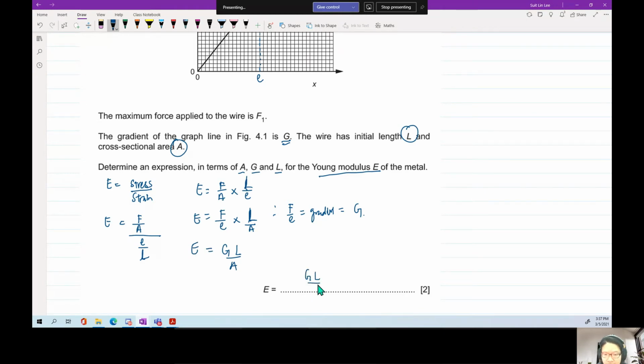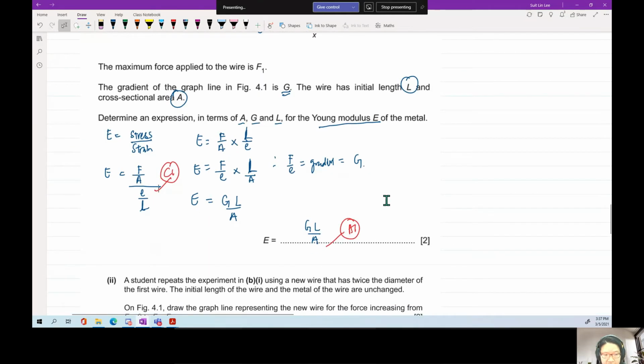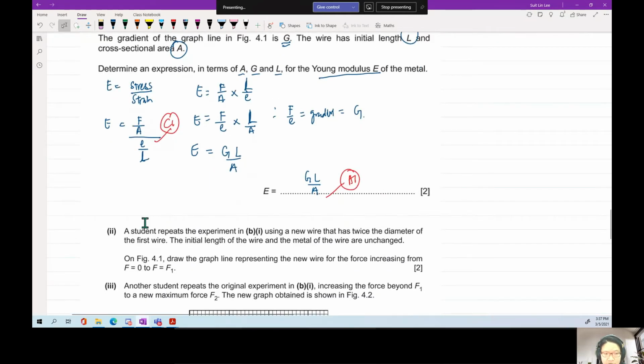Okay. If you arrive at GL over A, you will get 1 mark, A1. And if you put stress over strain here, you will get your C1 already. So the rest is just substitution. All right, next. Student repeats the experiment in B1 using a different wire, twice the diameter. Okay, 2D.